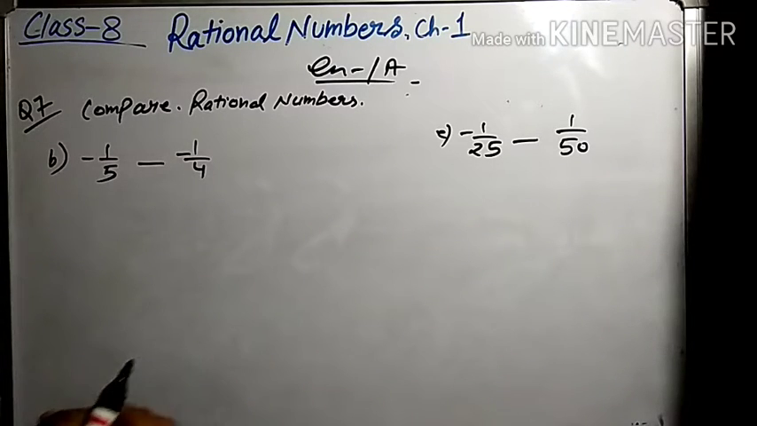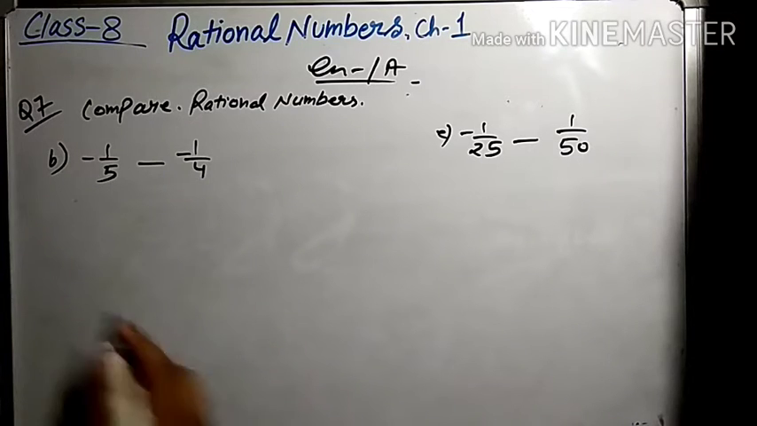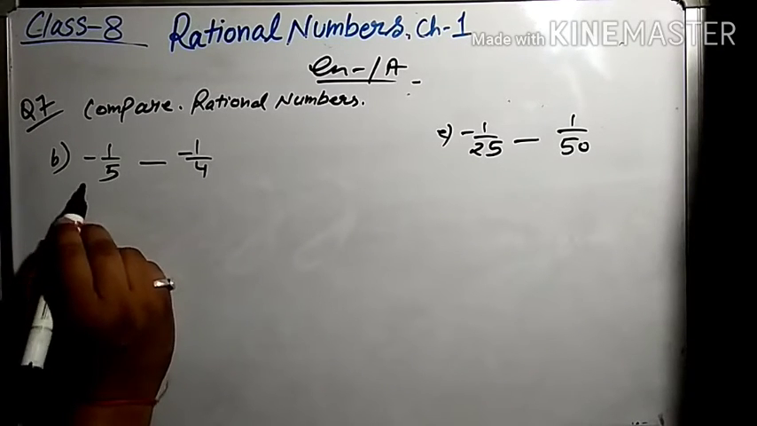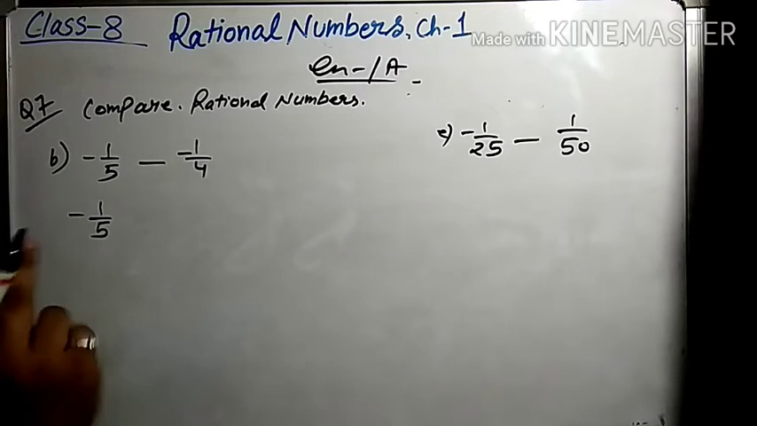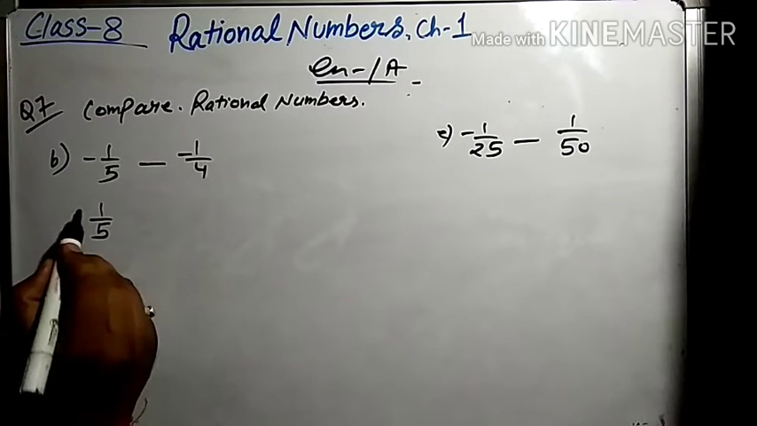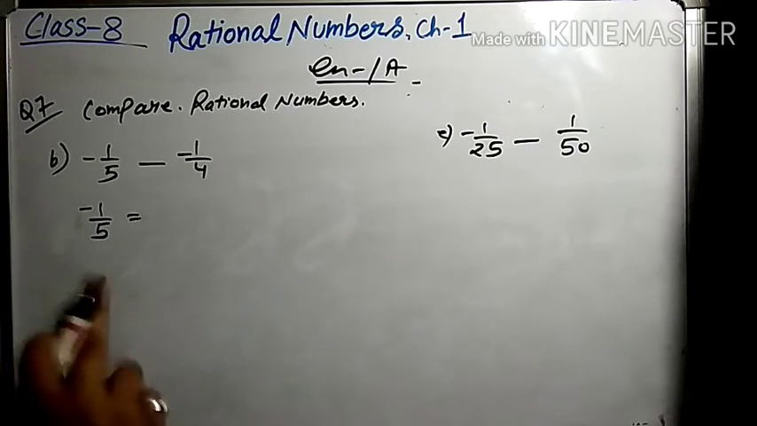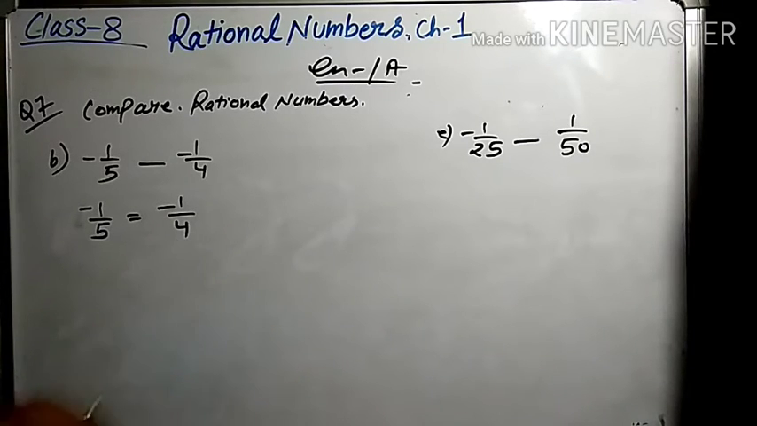In solving this question, we are going to use the cross product method to compare the two given rational numbers. So now we will start from the first one, minus 1 upon 5. I have already told in one of these explanations that the negative sign will be taken with the numerator part, same as here also.